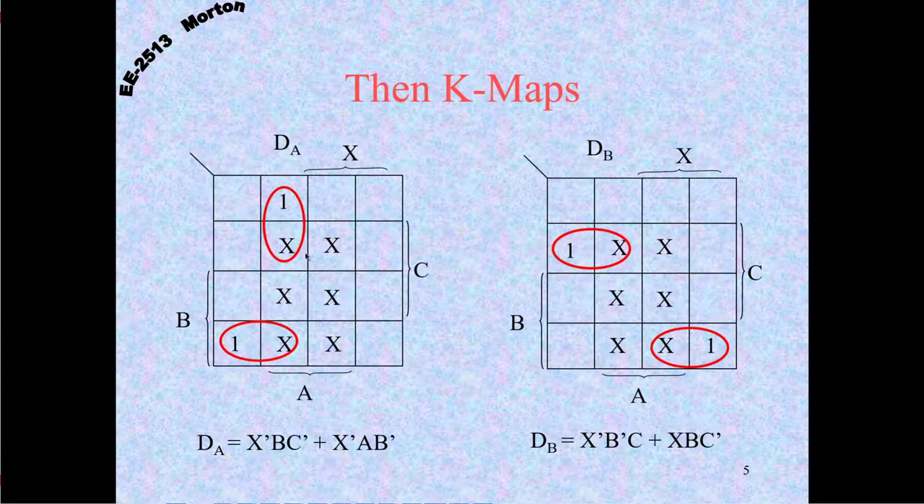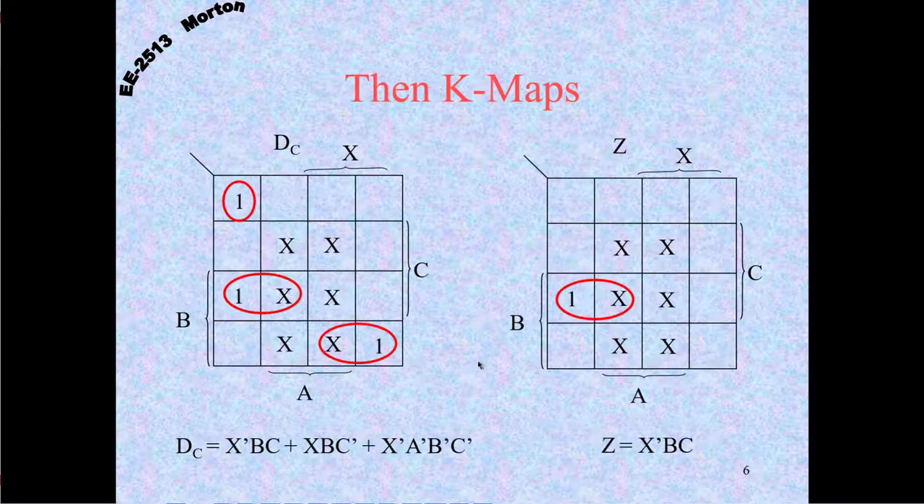And you can see the don't cares help us a little bit. We can group these two boxes and these two boxes, and we can get x prime b c prime plus x prime a b prime. And then here we can get x prime b prime c plus x b c prime. And here we have this one all by itself, x prime, a prime, b prime, c prime. And then we can have x prime, b, c, and x, b, c prime. So that's how that fits together. And then finally, the output is just one term, x prime, b, c.